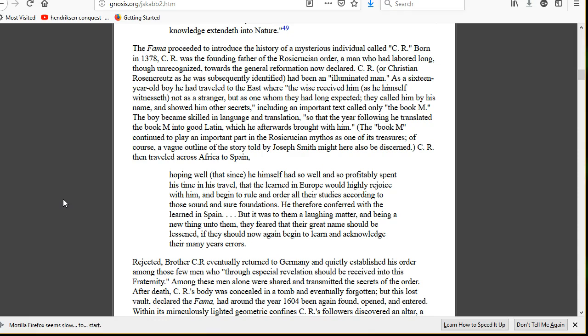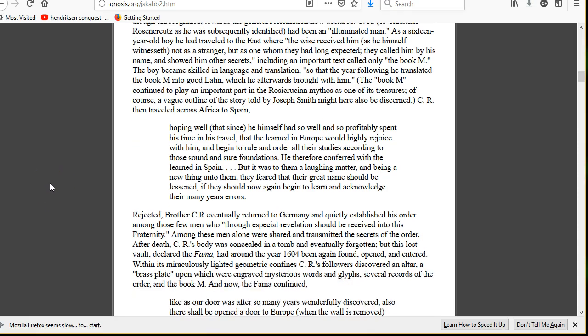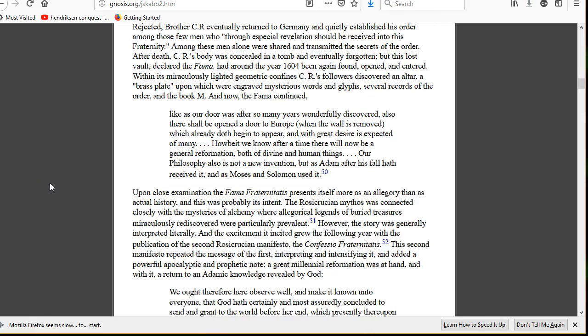C.R. then traveled across Africa to Spain, hoping well that since he himself had so well and so profitably spent his time in his travel, the learned in Europe would highly rejoice with him, and begin to rule and order all their studies according to those sound and sure foundations. He therefore conferred with the learned in Spain, but it was to them a laughing matter, and being a new thing unto them, they feared that their great name should be lessened if they should now again begin to learn and acknowledge their many years' errors.